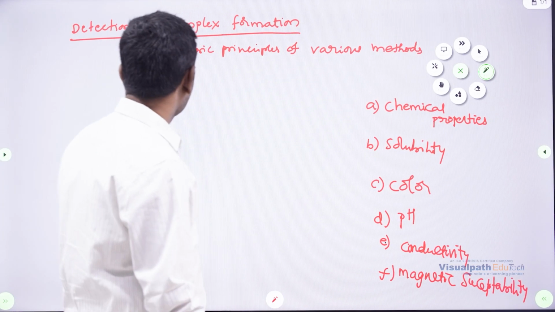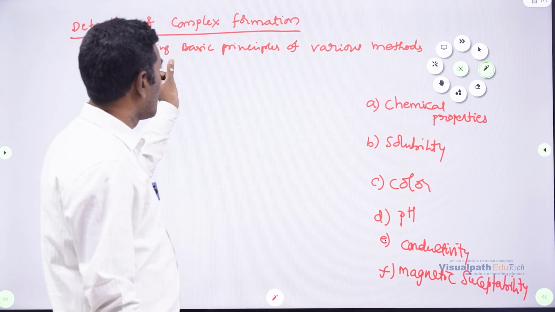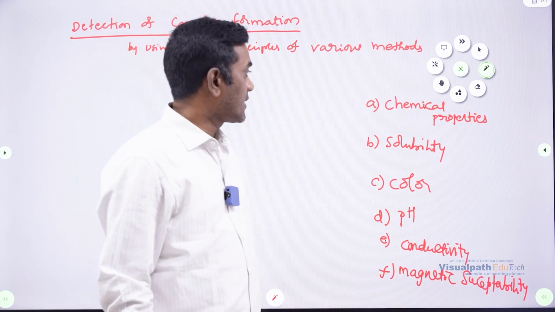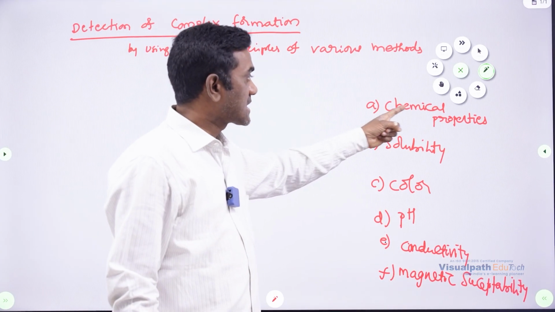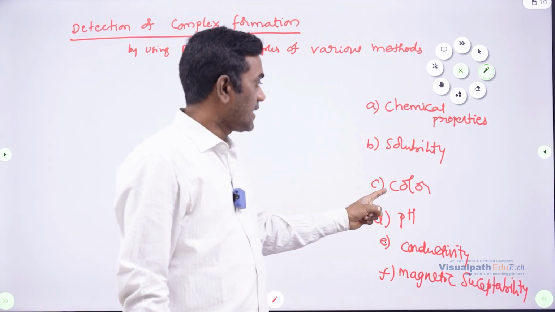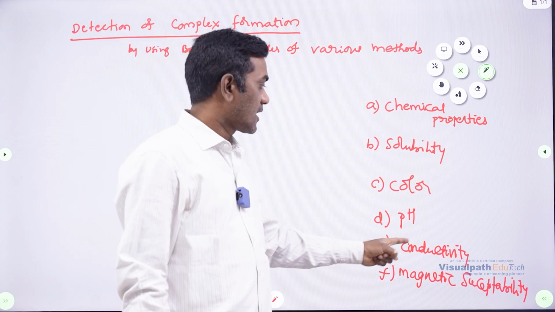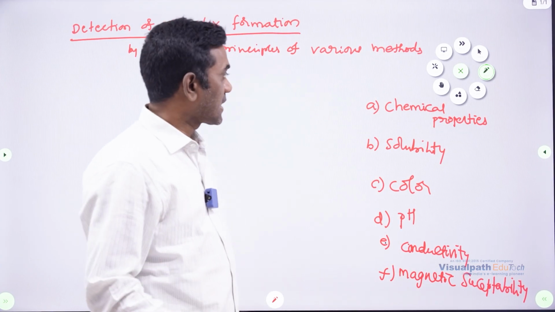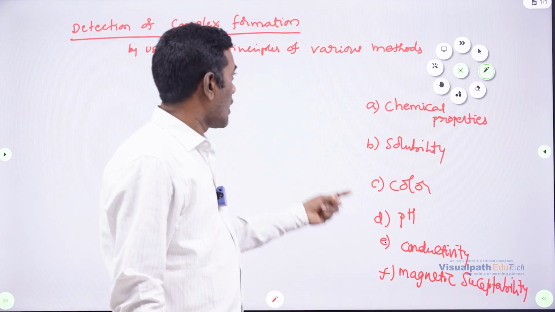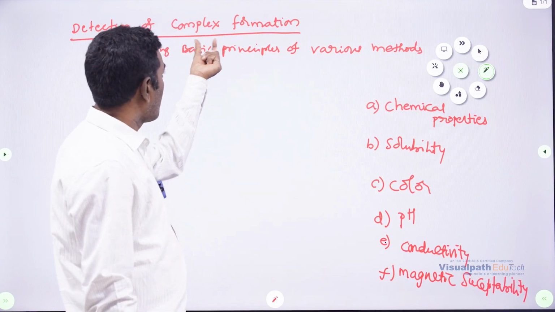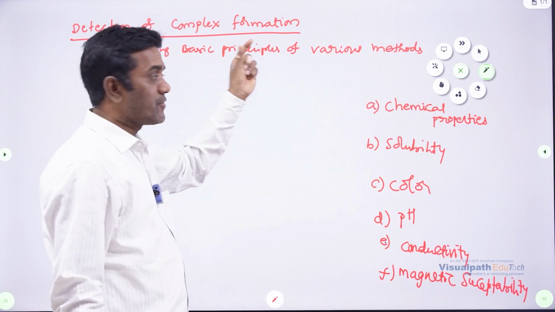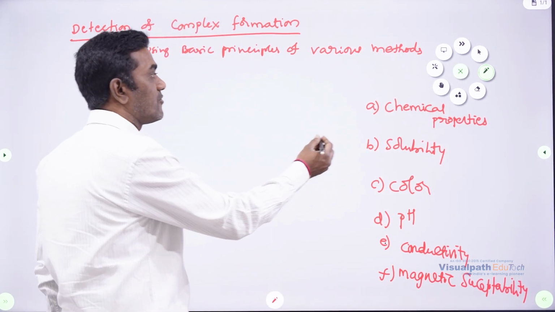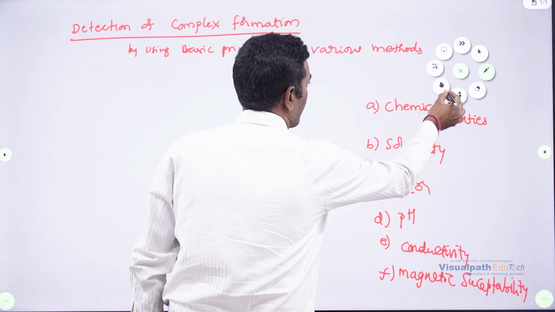Now we are going to see the detection of complex formation by using basic principles of various methods. In our syllabus it is given as chemical properties, solubility, color, pH, conductivity and magnetic susceptibility. Based on these particular factors, how to determine the complex formation. Let us discuss one by one very clearly by using different examples.